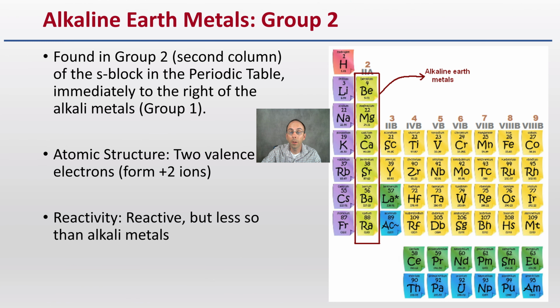So as alkaline earth metals are group 2, they're found in that second column of the S block of the periodic table immediately to the right of the alkali metals. They have 2 valence electrons and have a tendency to form a +2 cation, and they are reactive, but less so compared to the alkali metals.